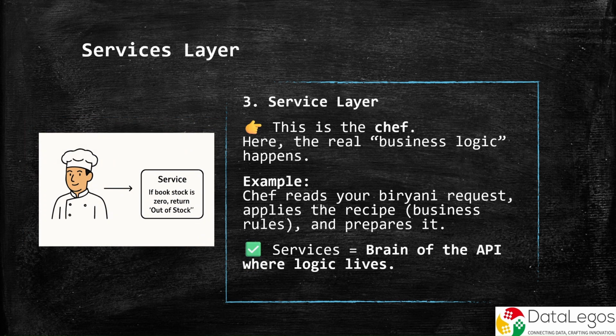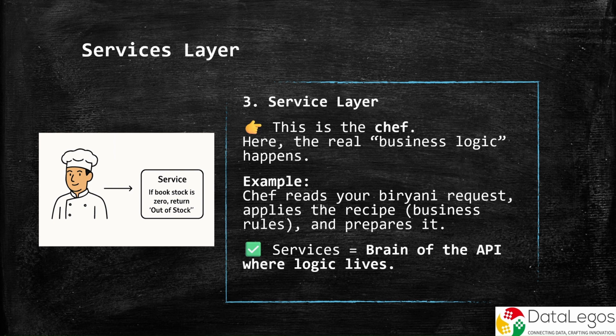Now comes the chef's kitchen, the service layer. This is where the real business logic happens. The chef reads your order, applies the recipe, and cooks the dish. In an API, services are the brains. They decide how the request should be fulfilled.